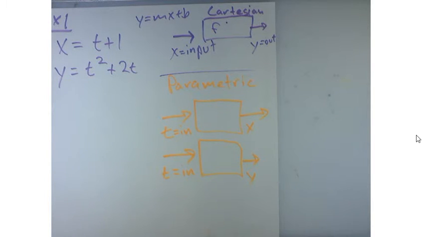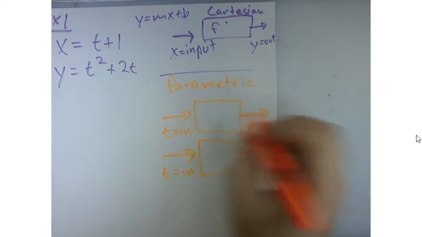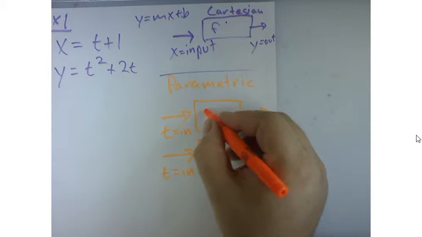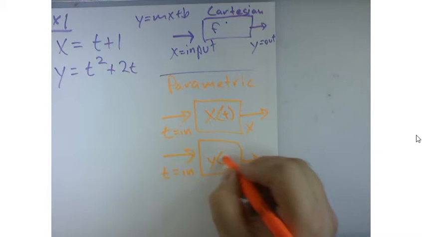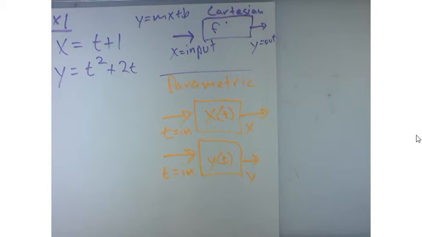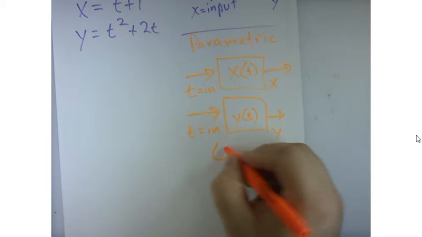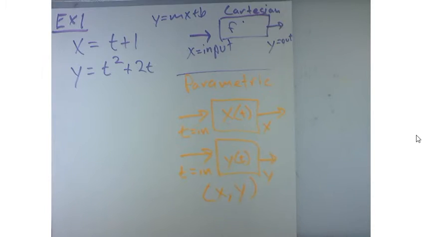Which is a little weird, and so we could call these functions x of t and y of t. So they're functions of t. It's still graphed the same way though, right? So the graph in either case is going to be x comma y when we go to graph it. It's subtle, but it is a difference.